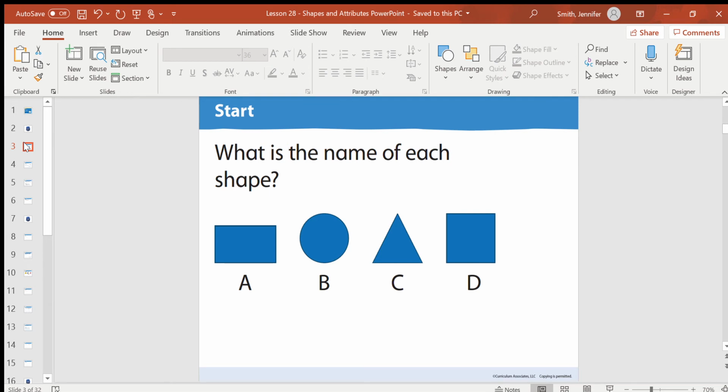To start, what is the name of each shape? I'll give you a second to think about it. Shape A is what? A rectangle. Shape B is a circle. Shape C is a triangle. And shape D is a square.